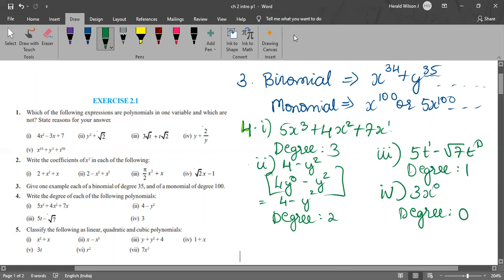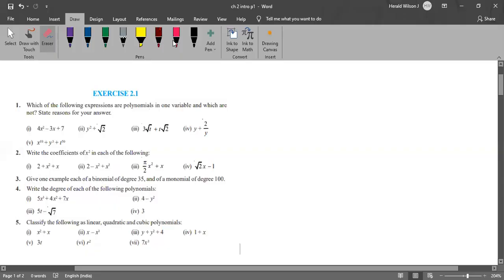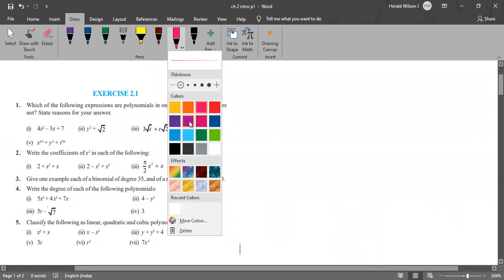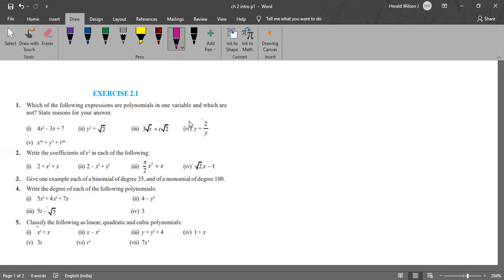Hooray! You're happy, right? Then I'm happy, we're coming to the last question. What does the last question say? Classify the following as linear, quadratic, and cubic polynomials. So we need to classify all these into linear, quadratic, and cubic. Okay, so the first one is x squared. I won't write the question again, but you look at the question here. I will just write what type of polynomial it is.